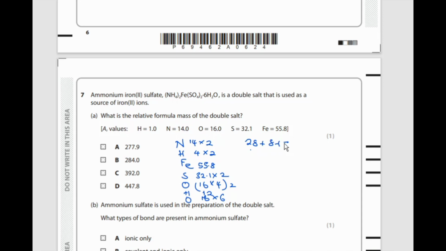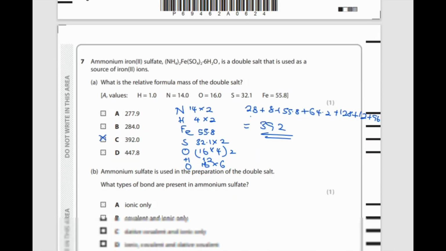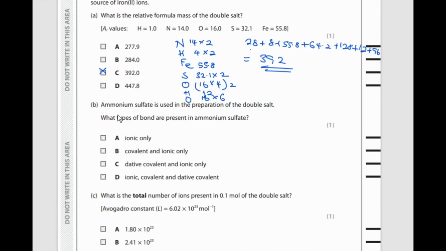So this will give us 28 plus 8 plus 55.8 plus 64.2 plus 128 plus 12 plus 96. So adding all those should give us 392. So our answer is 392, that is C.